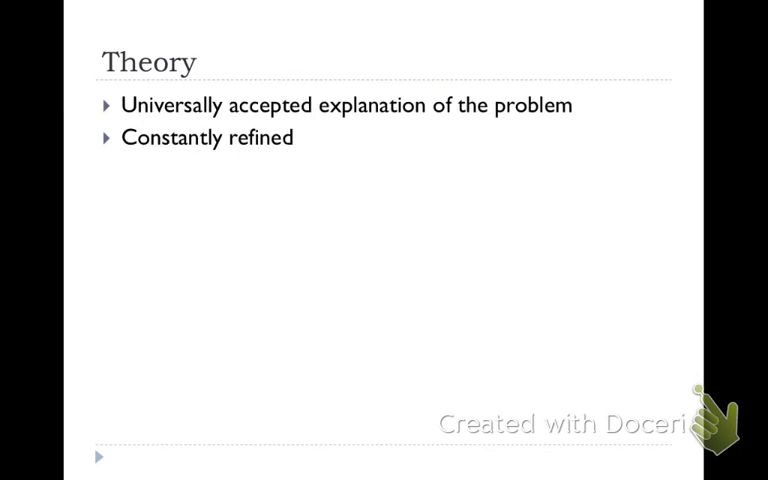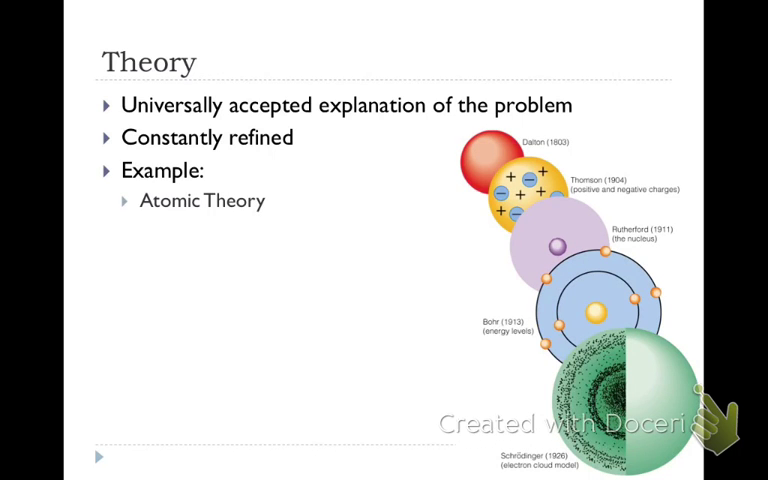Two words that people use interchangeably but don't really know what they're talking about are theory and law. A theory is an explanation of a problem, and we're constantly refining it. An example of this is atomic theory, or what atoms are made of. We start all the way at the back, with Dalton's atomic theory in 1803. Dalton said that the atom was a solid sphere, that there was nothing in it, and it was just a sphere.